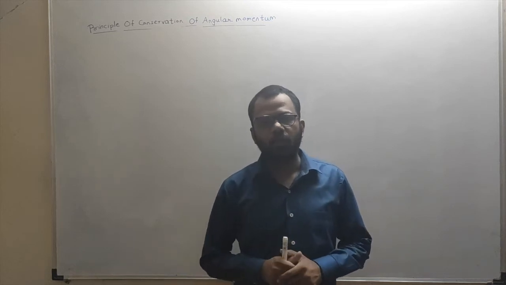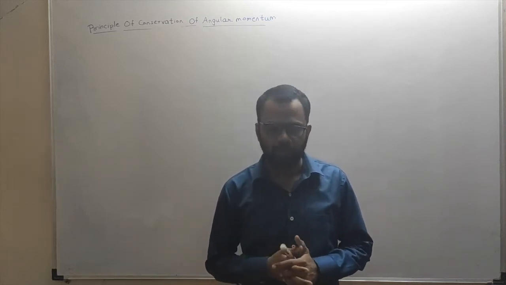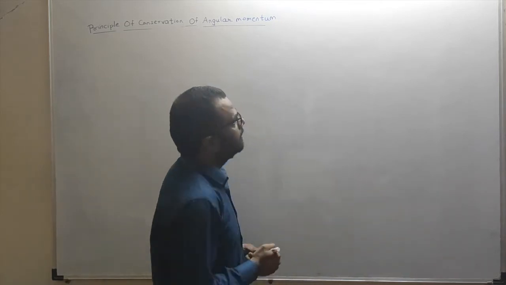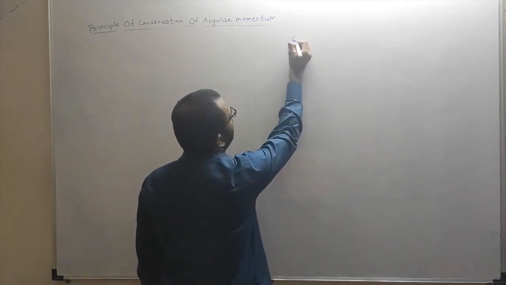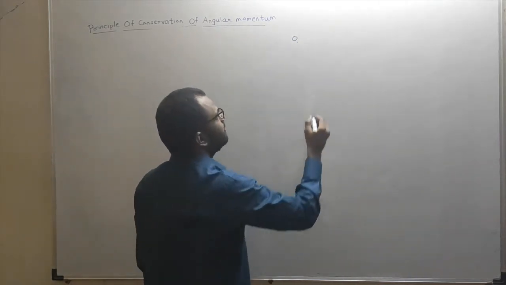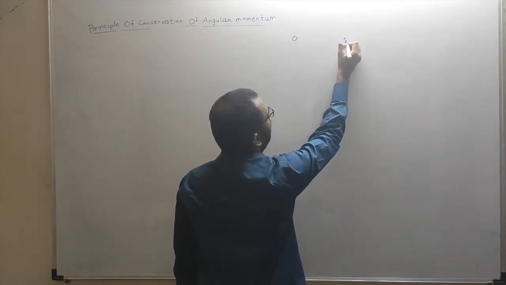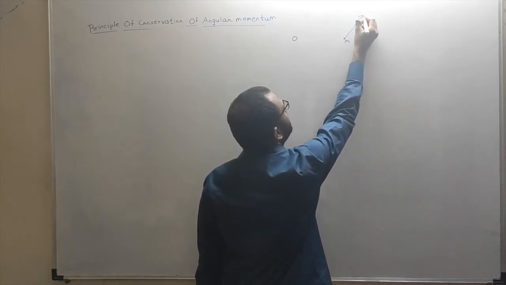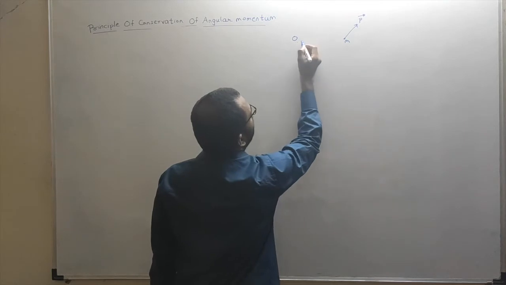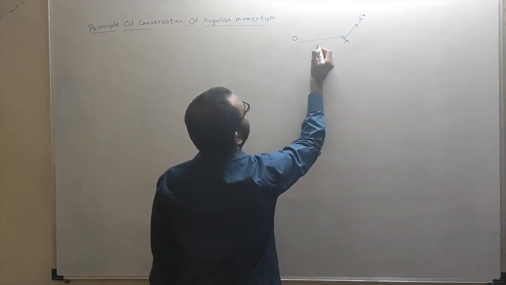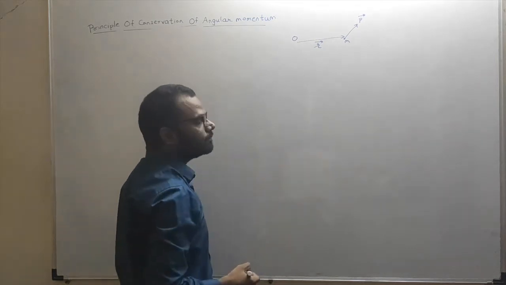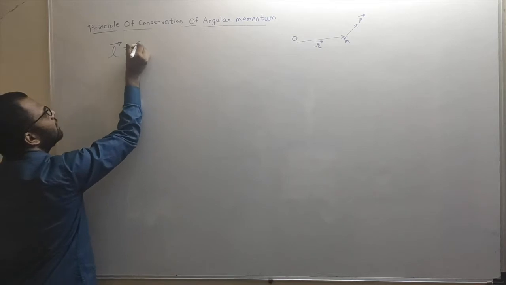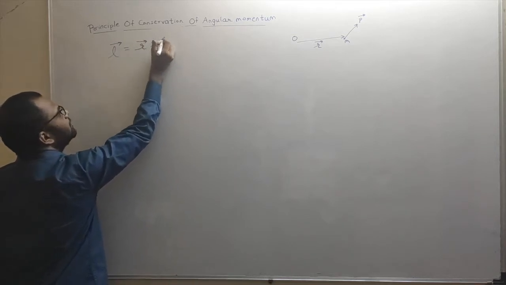Alright, now we'll talk about the principle of conservation of angular momentum. Let us once again see how the angular momentum of a particle is defined. Suppose I have this point O, let us say it is the origin, and I have a particle of mass m moving with some linear momentum p in this direction. At this instant r is the position vector of the particle. The angular momentum of that particle is defined as r cross p.